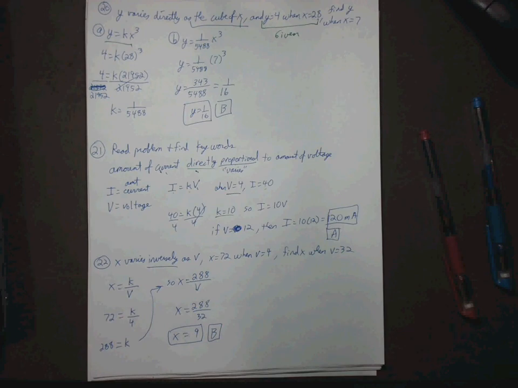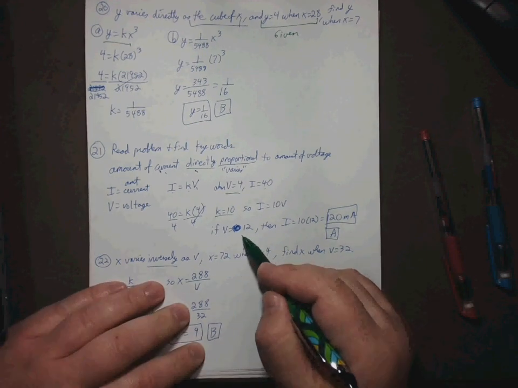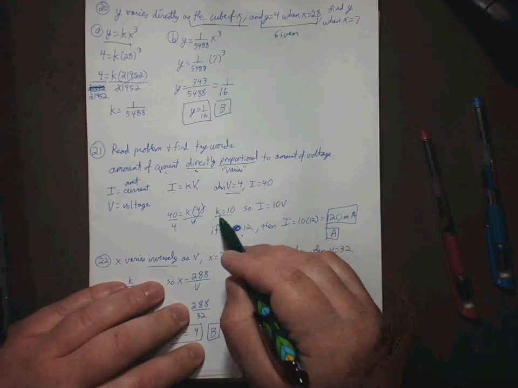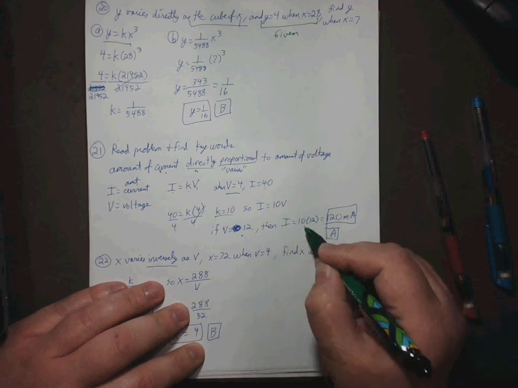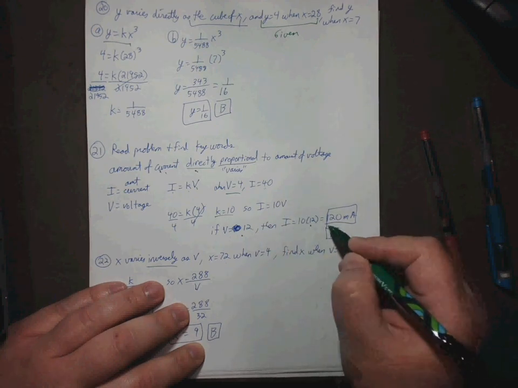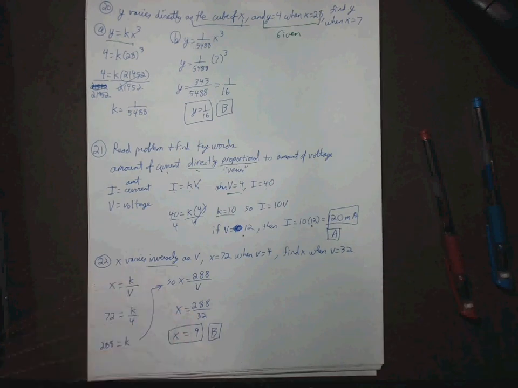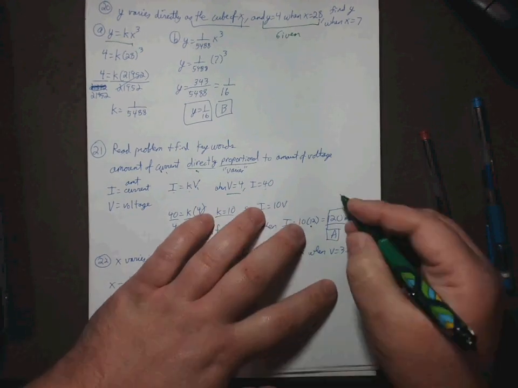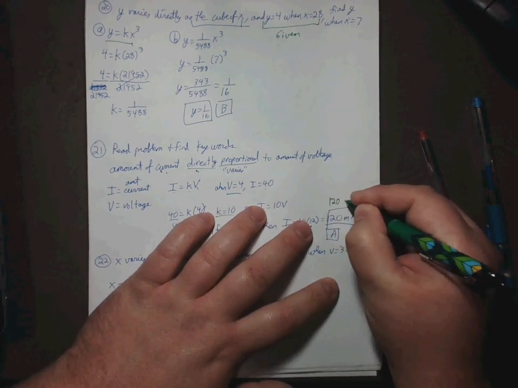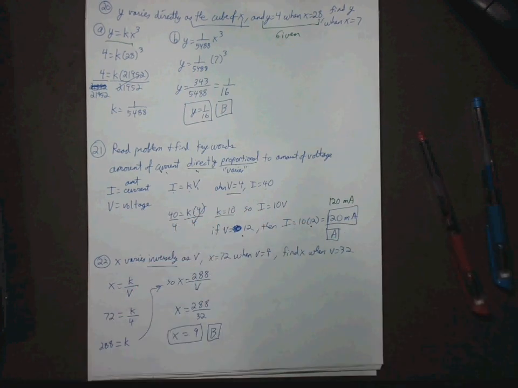So the formula becomes I equals 10 times the voltage. Alright? Then it says, find the new current if the voltage is increased to 12 volts. So that means when V is 12, what is I? Well, I equals 10V, so I equals 10 times 12. So it's 120, and then the units are milliamperes. Okay? Because that's the units of the current. Okay. So that answer is number A. All right?